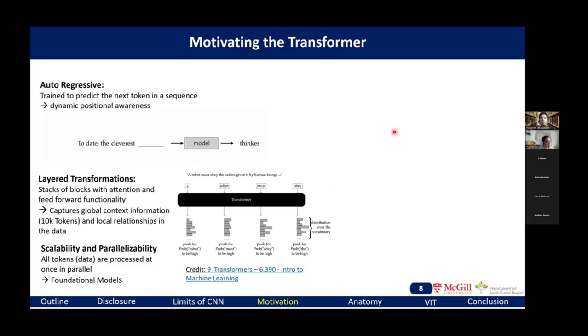So now we move on to motivating the transformer. The transformers themselves are trained to predict the next token in a sequence. So they have this autoregressive property, and that by default gives them dynamic positional awareness so that they can understand the positional information in your input, in your tokens, which is great.